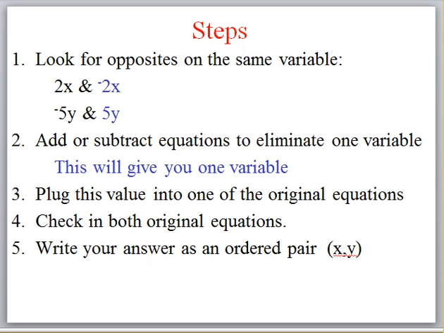So today the only type of problems we're going to look at are things where we can find the opposites. So exactly a 2x and a negative 2x, a negative 5y and a 5y. What we're going to do is add those together, and then plug that value that we get when we solve back into the original, and then check to make sure they work in both equations, and we'll write our answer as an ordered pair.